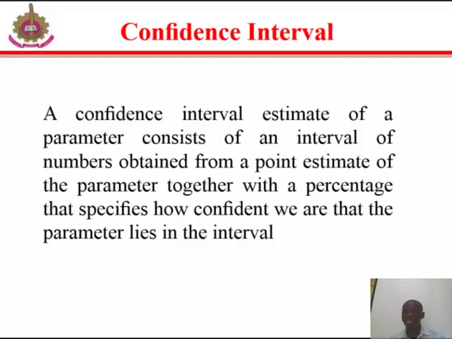The confidence interval for a parameter is the range of numbers within which the parameter is believed to fall. The probability that the confidence interval contains the parameter is called the confidence coefficient. This is a chosen number close to 1, such as 0.95 or 0.99.